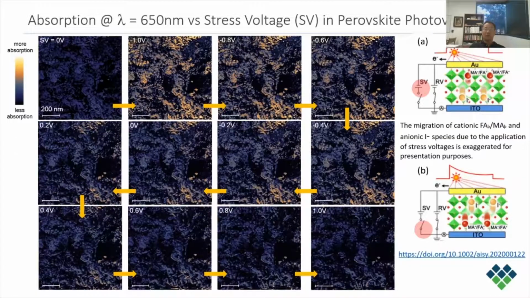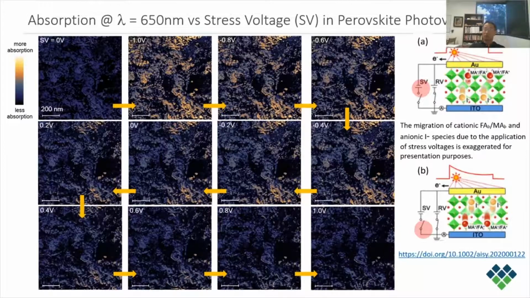In this slide, we share an example of visible PiFM where changes in absorption due to ionic migration in a perovskite photovoltaic film are observed. The excitation laser is set at 650 nanometers. Following the yellow arrows, the stress voltage labeled as SV in the cartoon diagrams is changed from zero bias to -1 volt, then subsequently changed to positive 1 volt in steps of 0.2 volts.